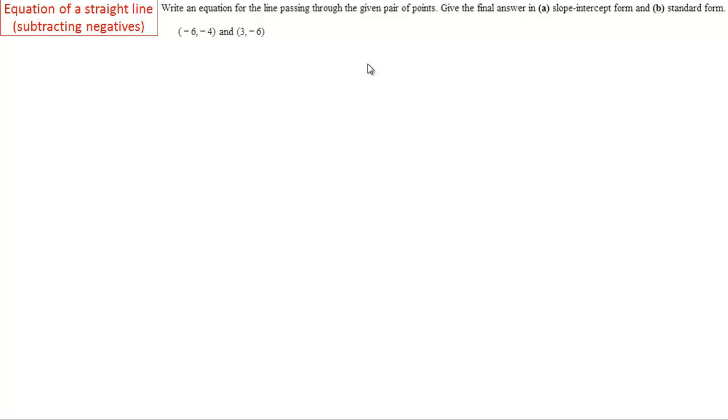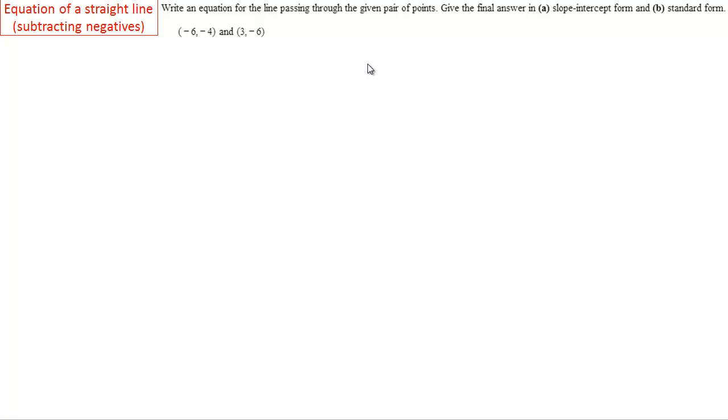In this example, we're going to look at how to write the equation of a straight line given 2 points. It's a pretty standard question, and we're going to list it both in slope-intercept form and in standard form. And as an added bonus, we're given a couple points with a lot of negative numbers in there, so we get to practice how to subtract negative numbers.